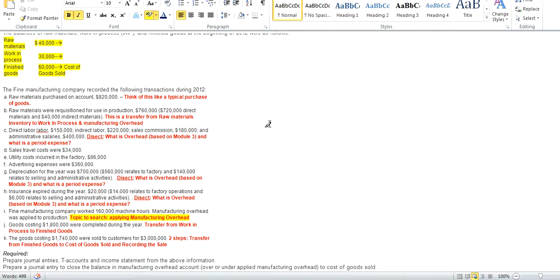So I would suggest that you take a look at this question on your own. Look at the solutions afterwards, but try to go through the exercises and the journal entries yourself, so that you have a clear understanding. And I'm going to post something very similar for you guys to work on as well. So that is that.